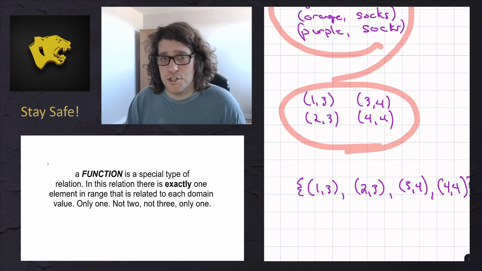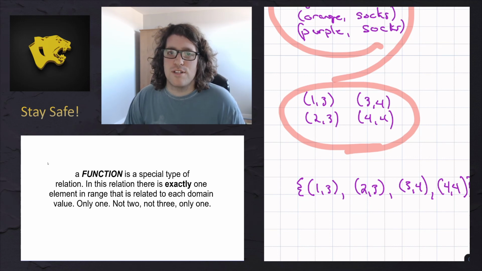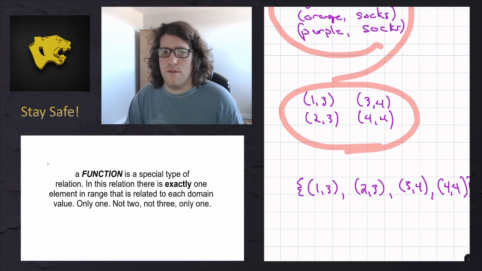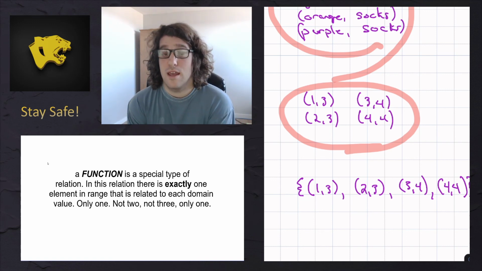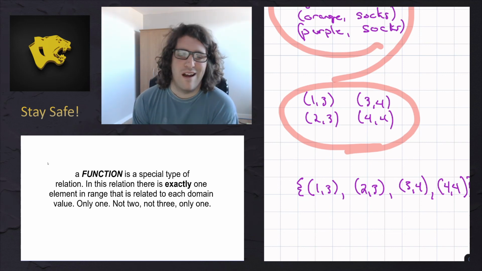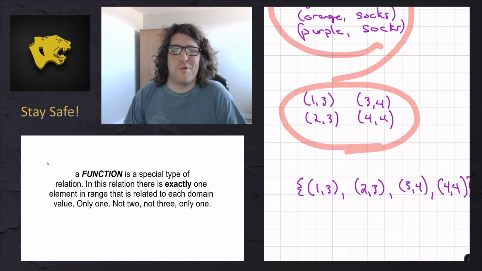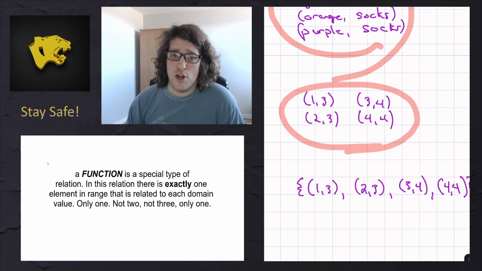So a function is what we're getting into today, and a function is a special kind of relation. In a function, there is now a very, very specific rule. But it is still a relation. People have trouble with this. For instance, a rectangle is not a square, but a square is a rectangle. It satisfies all of the requirements for being a rectangle.